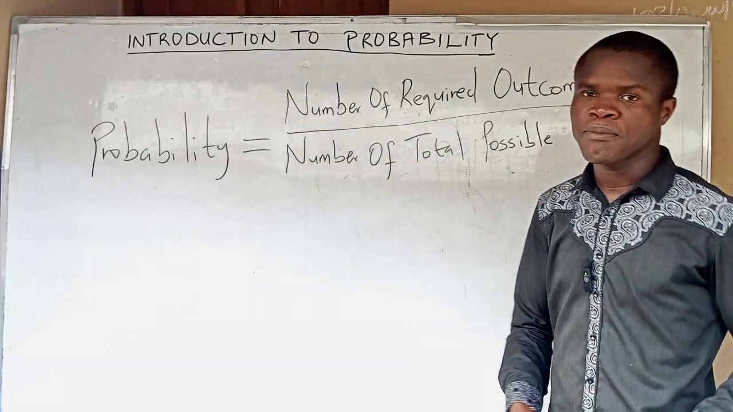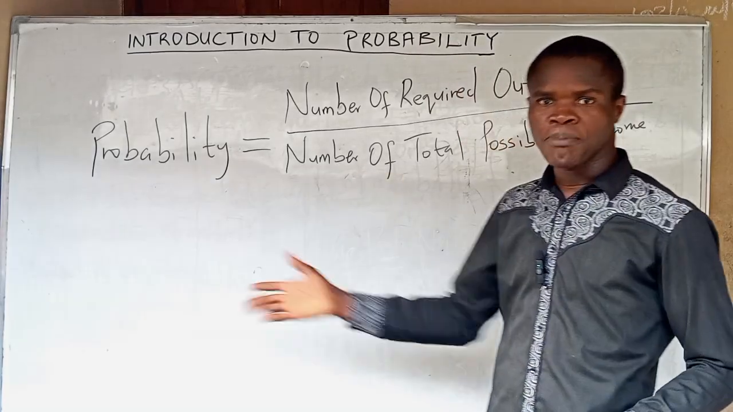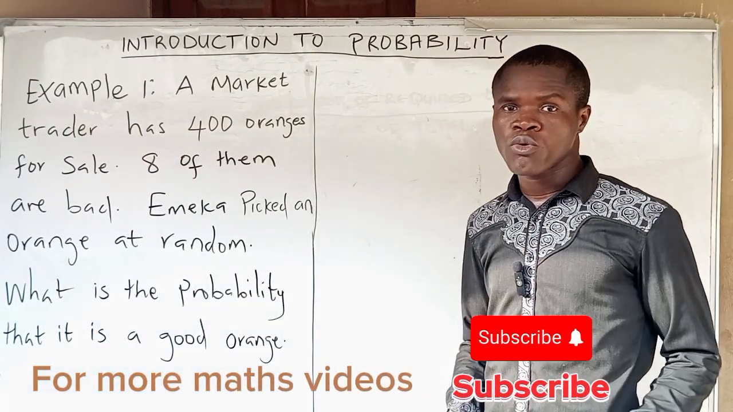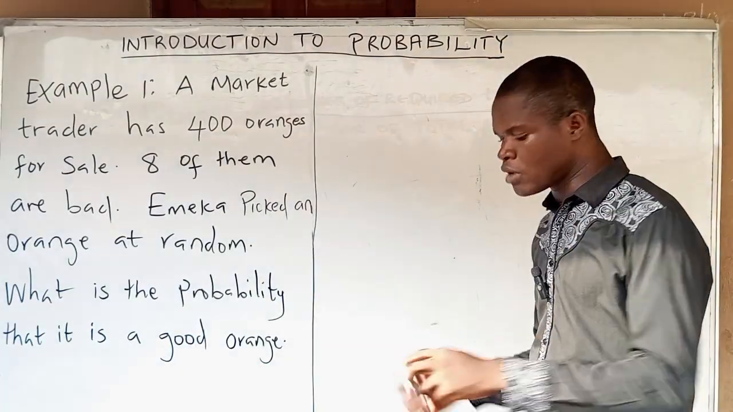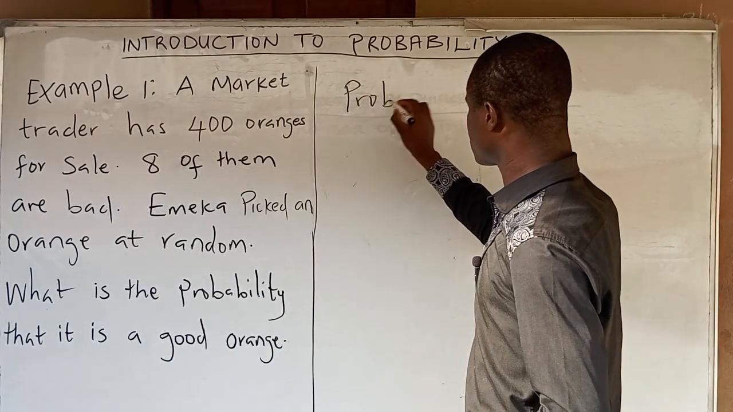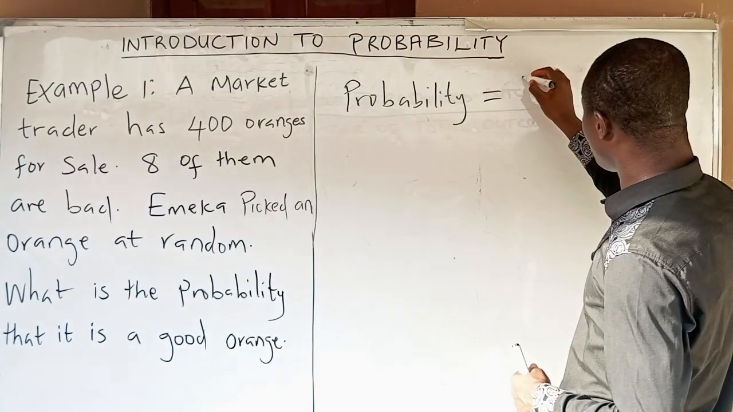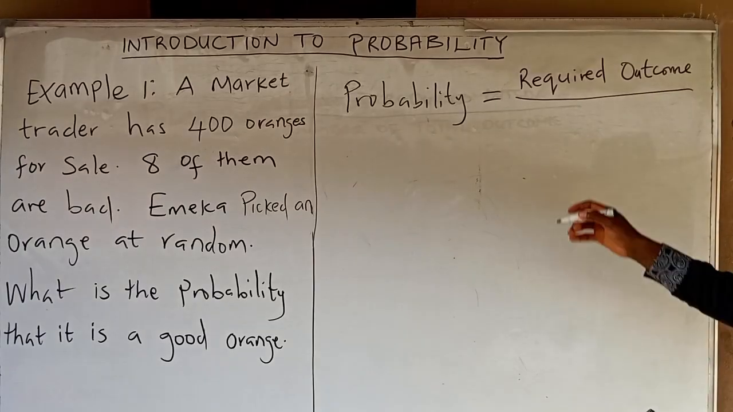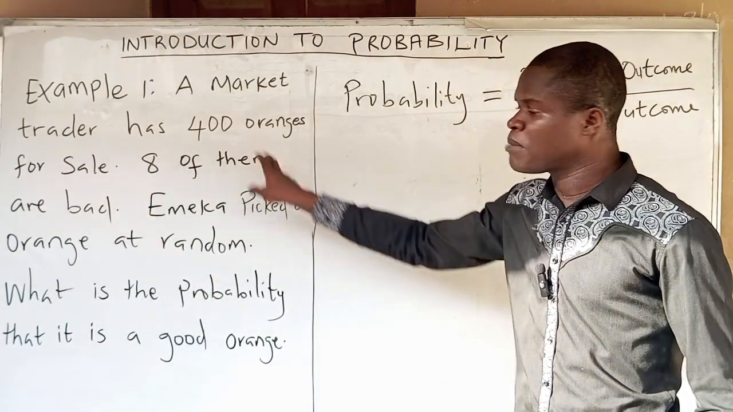So let's take the first example to explain better what probability is all about. Example number 1. This question is a very good example that will explain better what we mean by probability. The first thing to do is to write down your formula. Probability is equal to number of required outcome all over number of total outcome. Let us identify the parameters in this question.